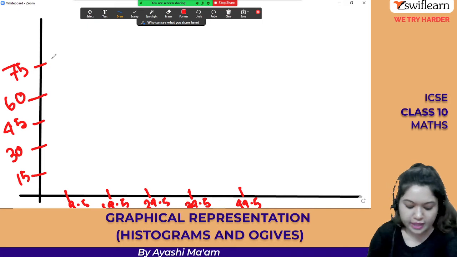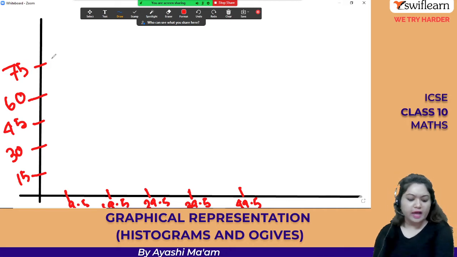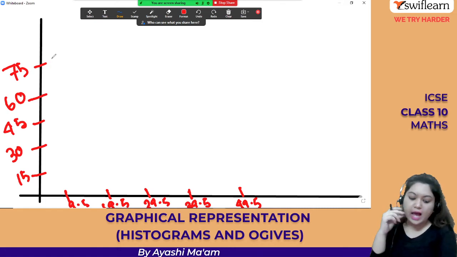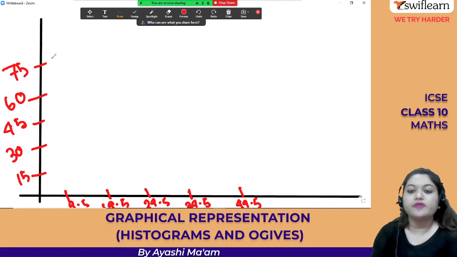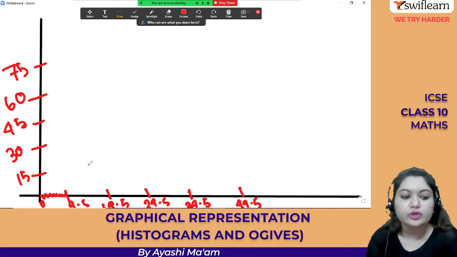For the first point, we don't have data till 9.5. We don't have any data, right? Or you can see that our class interval starts from 9.5. So from 0 to 9.5 we don't have any data. Here you can simply apply the cut, right? Because we don't have any data.